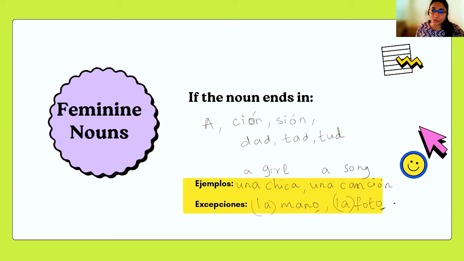Again, there are many exceptions like this out there. You can refer to your dictionary. Whenever you come across, let's assume you're reading something in Spanish or studying, a word which doesn't have an article in front of it and you want to understand what it is, you can go back to your dictionary and check what the gender is. Because you're going to come across many such exceptions.